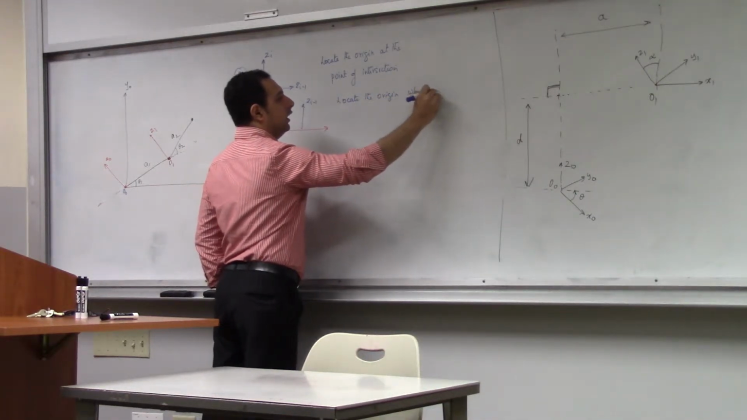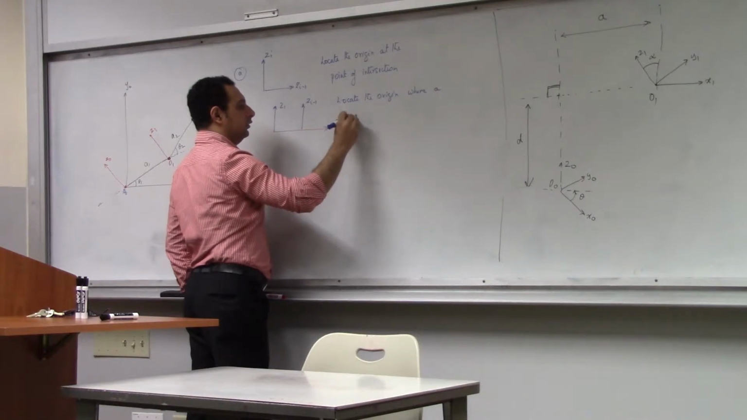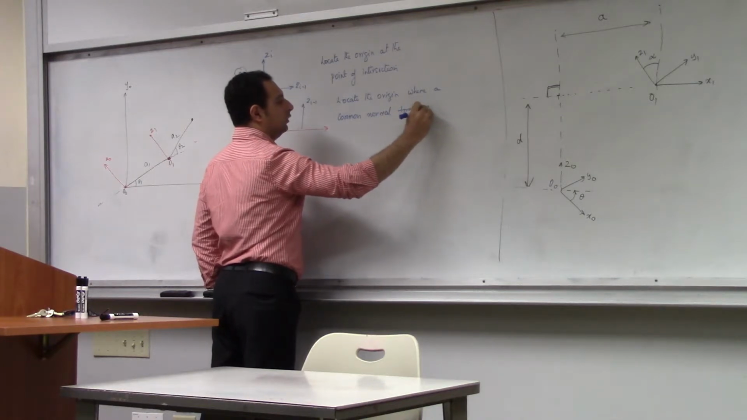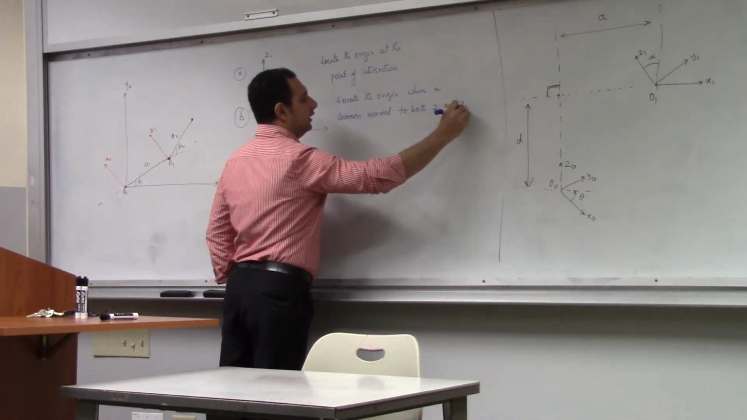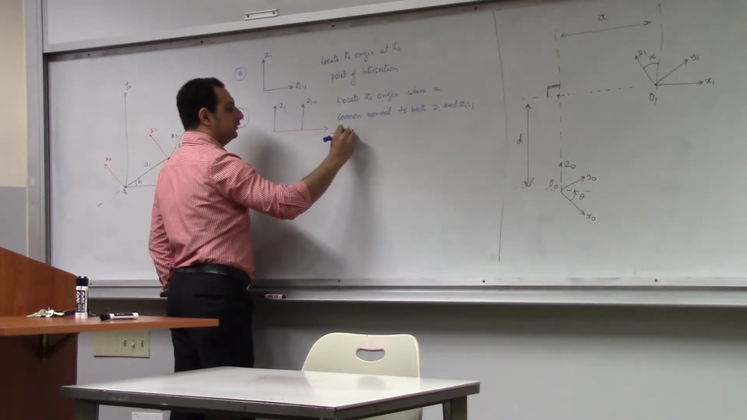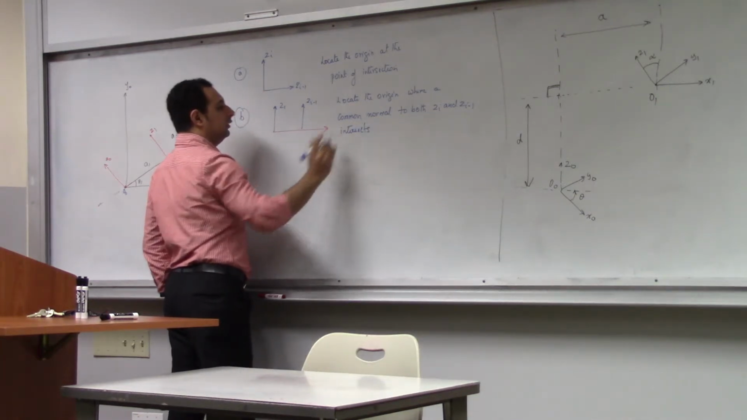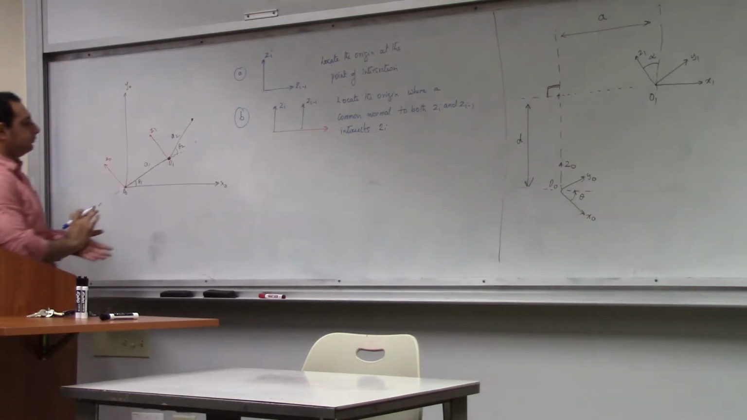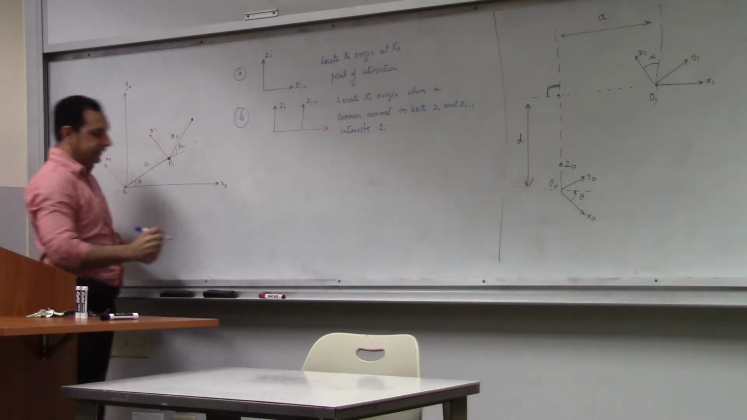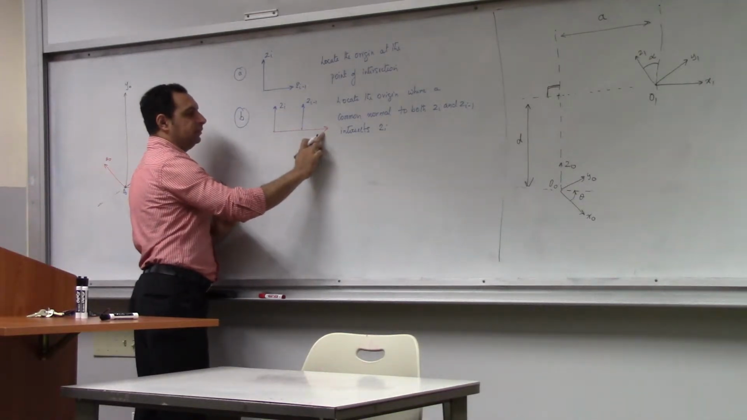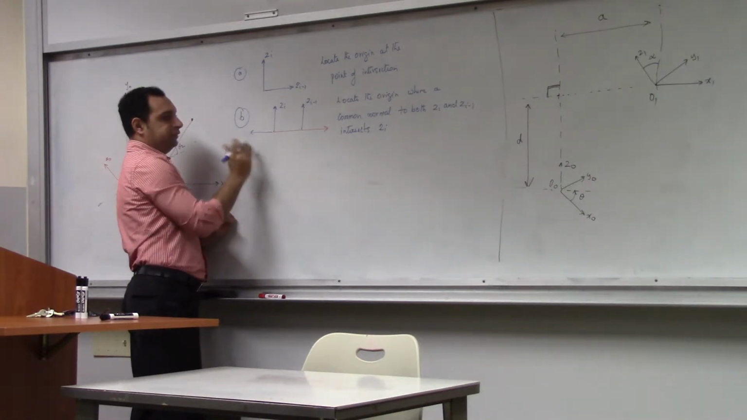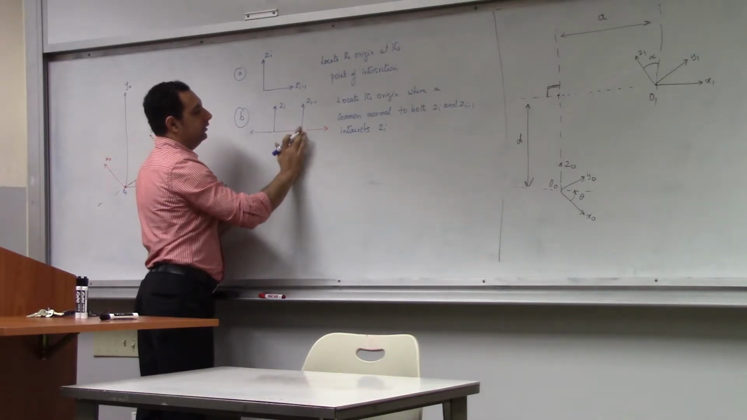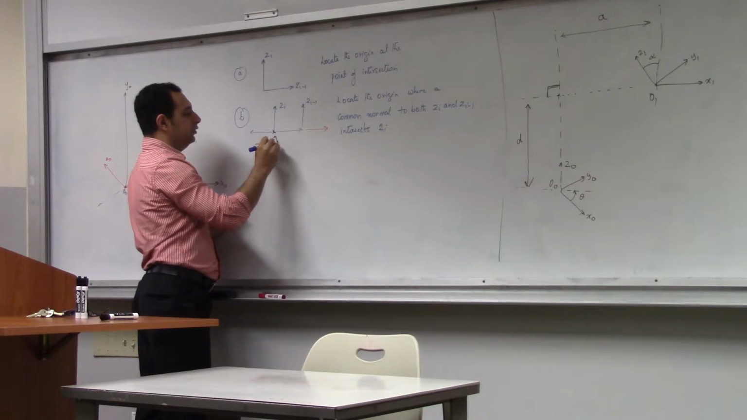Where a common normal to both Zi and Zi minus 1 intersects Zi. Okay, so I have placed, in this case it will be at this point, right? This is a common normal, or the common normal can be in this direction also, it doesn't matter. So this is the point of intersection of Zi and Zi minus 1. So this is the point of intersection, so you will have Oi here.